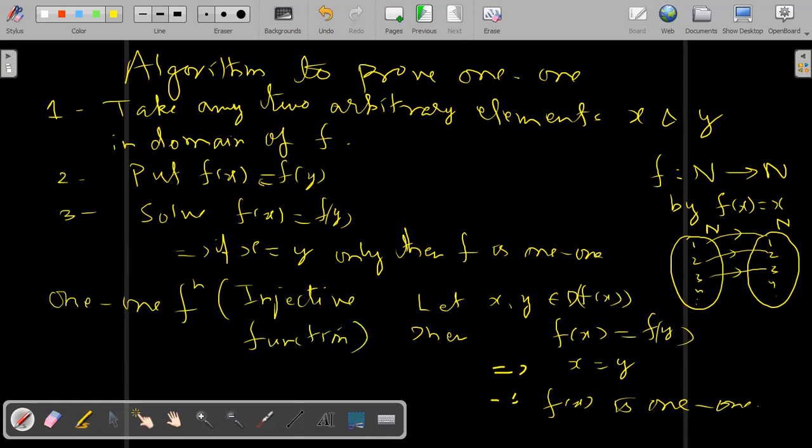Second part is onto function. We have to do onto function together today.